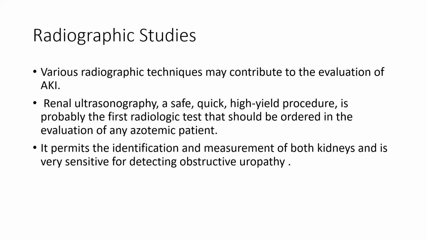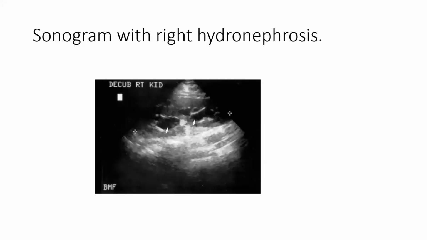Now we'll see radiographic studies. Various radiographic techniques may contribute to the evaluation of AKI. Renal ultrasonography is a safe and quick high-yield procedure and is probably the first radiographic test that should be ordered in the evaluation of any azotemic patient. It permits the identification and measurement of both kidneys and is very sensitive for detection of obstructive uropathy. This is a sonogram with right hydronephrosis.